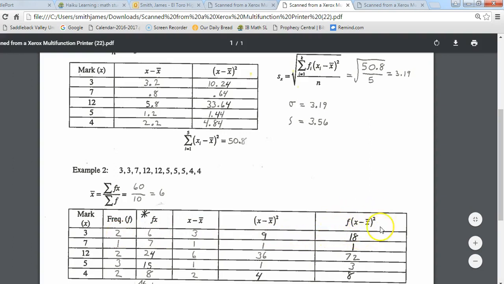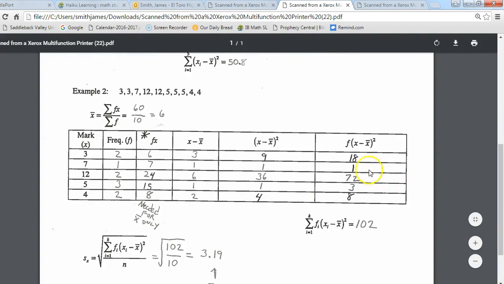So if you see, this is the symbol of what I'm doing. I squared those numbers, and now I multiply them by the f, or the frequency column. So that's where I got the 18. I did 1 times 1 to get 1. I did 36 times 2 to get 72, so on and so on. The next part of the formula is to find the sum of everything that we just did. So I now add all those numbers up and get their sum of 102.